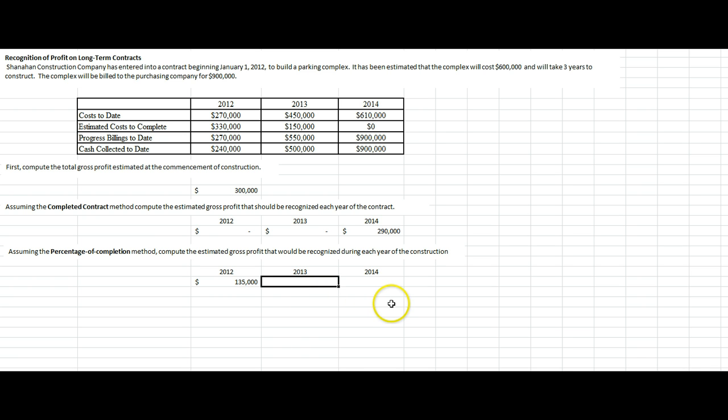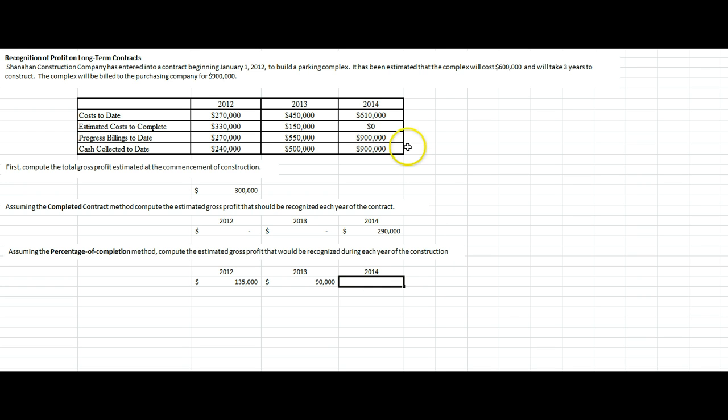We'll do the same thing in 2013. We've incurred $450,000 to date. We still think it's going to take us a total of $600,000. That's the $450 plus the $150. We'll multiply that times the gross profit we expect to make, and that gives us $225. But we've already recognized $135 before, so we have to subtract that out. So we're going to recognize $90,000 in that year.